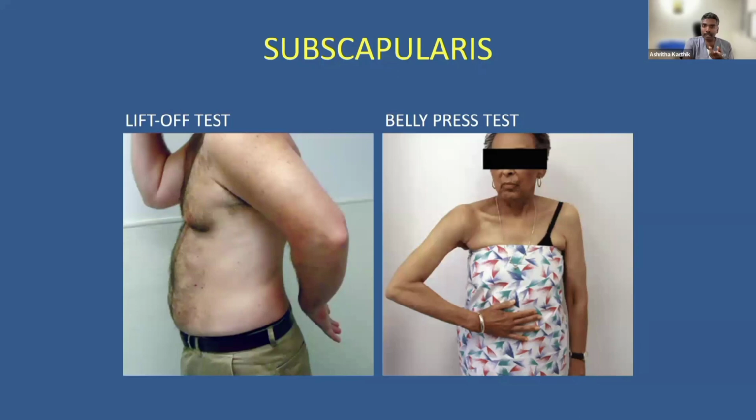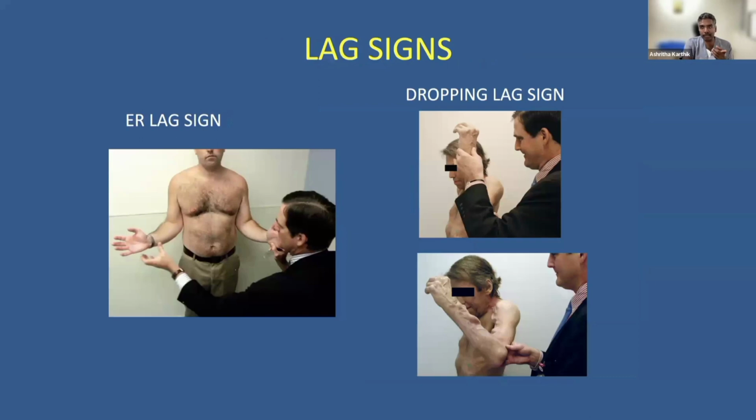Lift off you can't do in patients who have restricted internal rotation, so we do belly press. These are things which you should not miss. Subscap, many times the MRI does not report, so you'll have to do the test and see. A patient with a full thickness subscap tear, definitely belly press will be positive. So lag sign is very important.